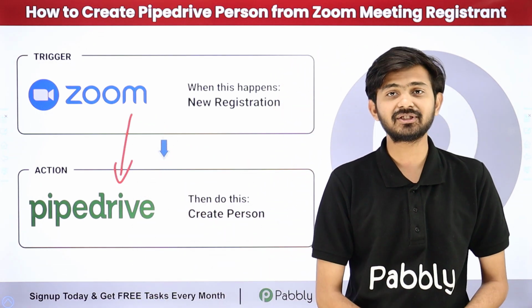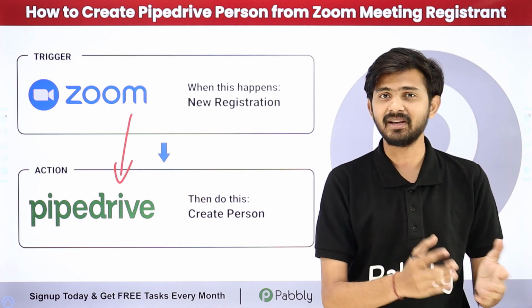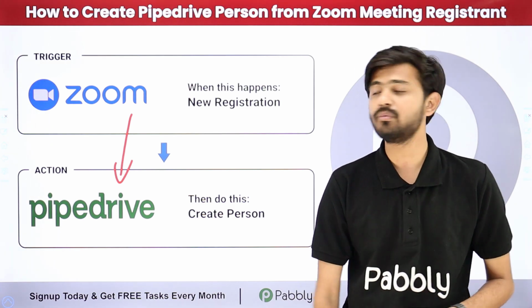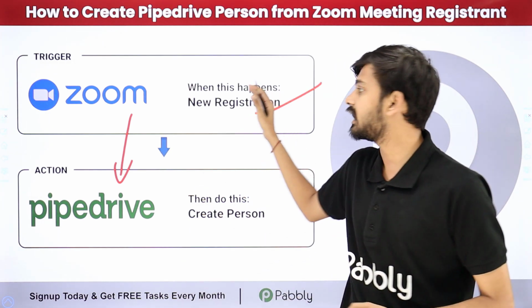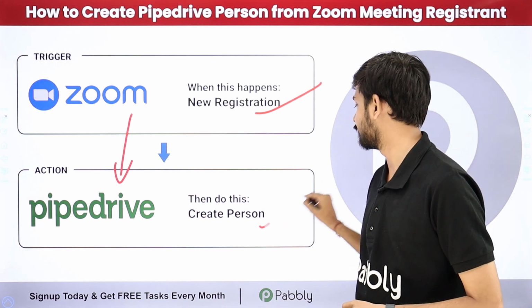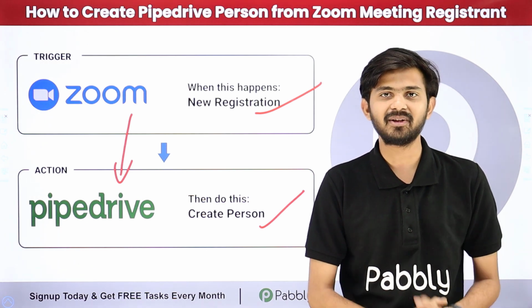For building this connection, I'm going to use Pabbly Connect. Pabbly Connect is an amazing software for automation and integration. With Pabbly Connect, whenever I receive a new Zoom meeting registrant, I will automatically use all the details of that registrant to create a new person in Pipedrive. So how am I going to build this connection? For that, let me take you to my computer screen.